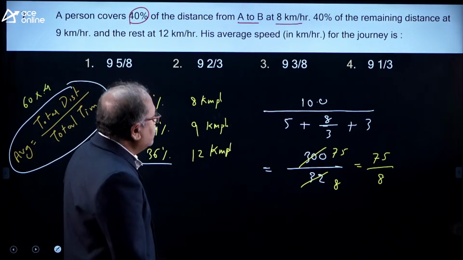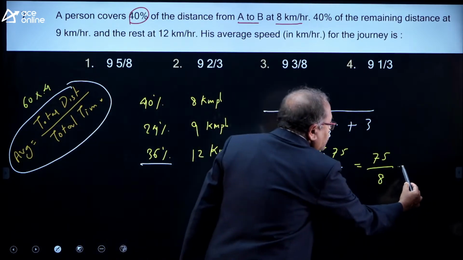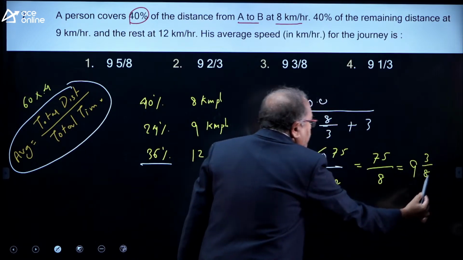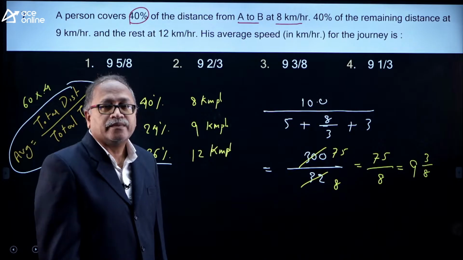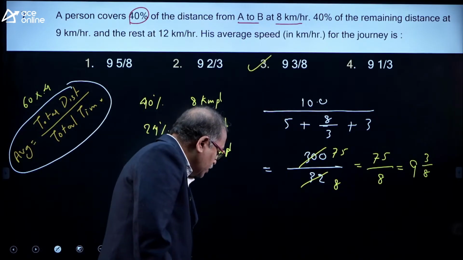Anywhere do we have options? So, no, we have the option in fraction. So, 8 9 is 72 and I am left with 3, so 9 3 by 8 should be my answer. I notice that it is option choice 3.